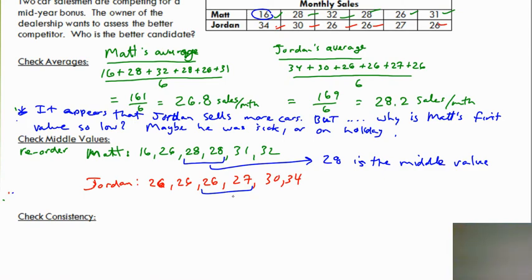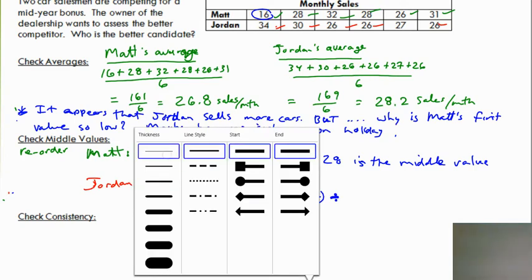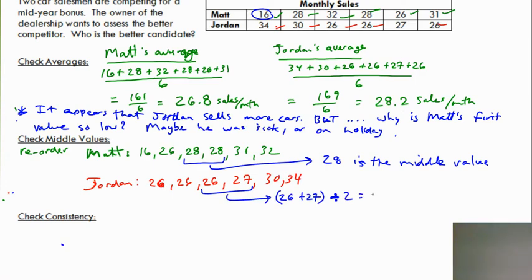Now in this case, we have to do an average. 26 plus 27 divided by 2 would be 26 and a half, the middle value. So you could make an argument that actually his middle value is 28 and his is 26. So Matt did a better job, where there's probably some higher numbers that we can look at.